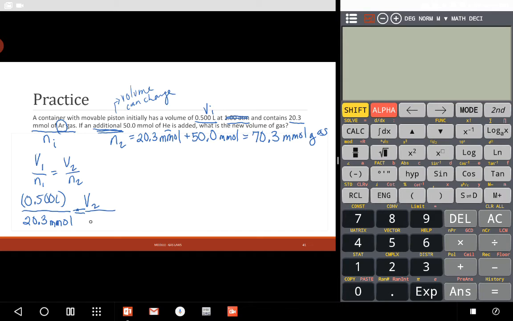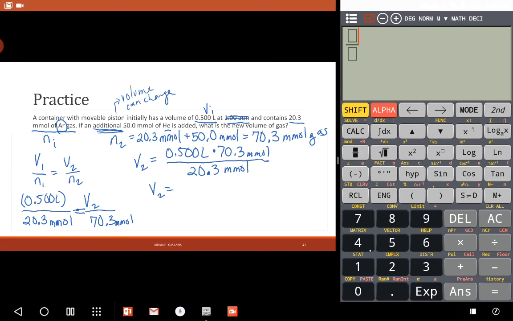And so my final N was 70.3 millimoles. So V2 will be equal to 0.500 liters times 70.3 millimoles divided by 20.3 millimoles. That's just multiplying 70.3 by both sides. Now I can solve for V2, and that's going to be equal to 0.5 times 70.3 divided by 20.3.